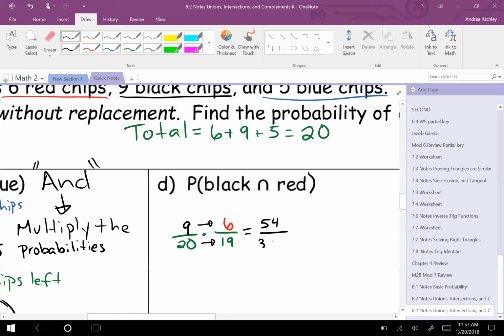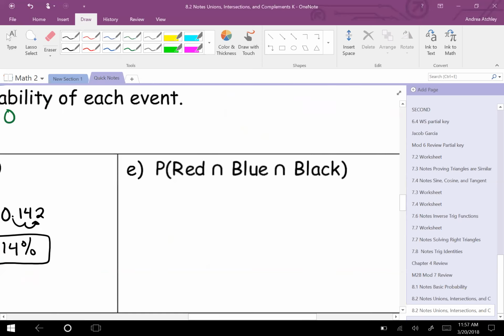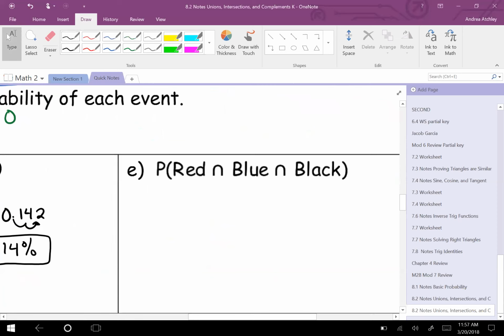So I have 54 over 380. So I do 54 divided by 380. So I have 0.142. Move my decimal over twice, and I get 14%. Any questions over that? Okay. This one has 3 events happening. So it's just going to be 3 different fractions that you're going to multiply. So everyone try that one.